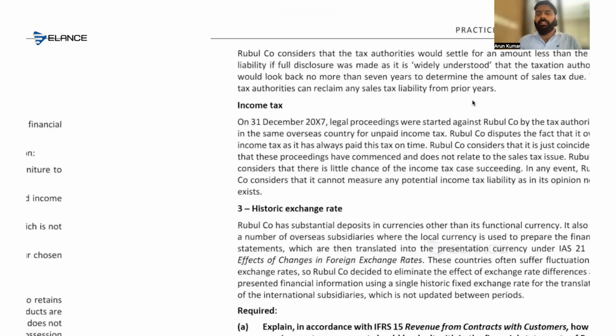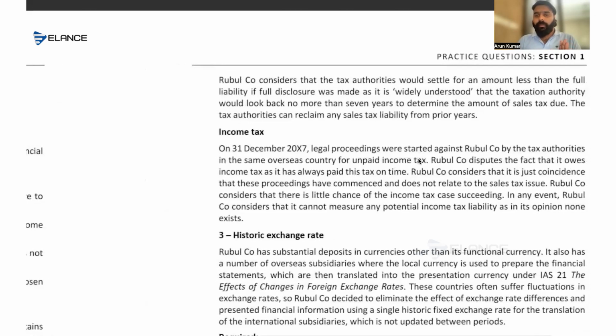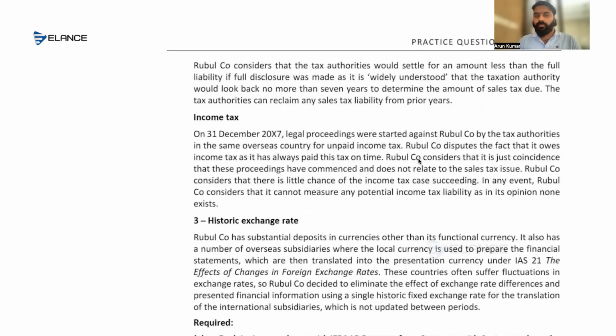Instead of 10 years, it is mentioned that they won't look back more than 7 years. So we have to recognize a provision considering the 7 years of liabilities, because it is widely understood that they won't look back before 7 years. So a provision should be recognized anyway. Is that clear, everyone?